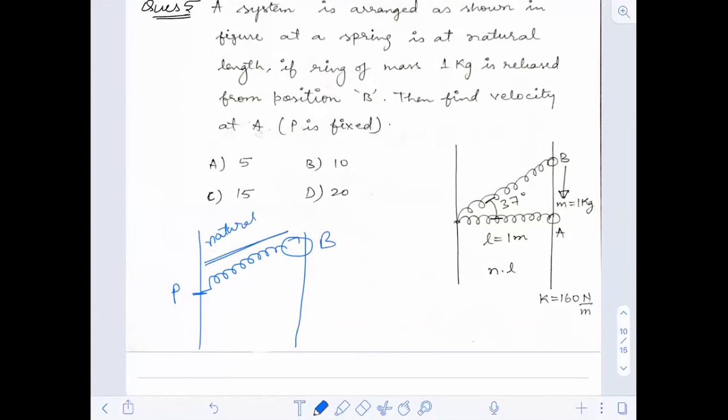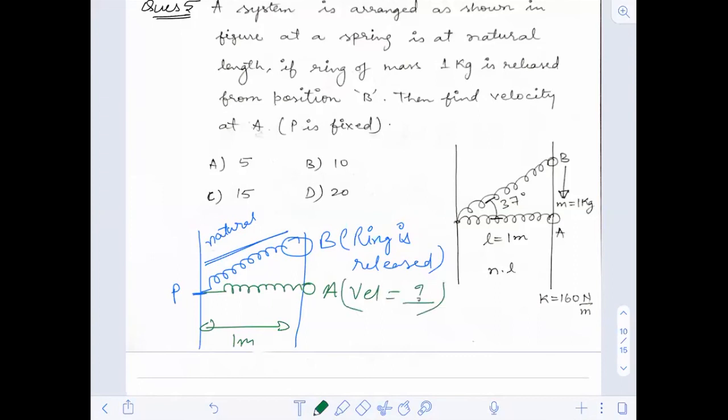Now when you release the ring, so ring is released. So what will happen? This complete system will fall. And when it is in this situation where this length is given as 1 meter, find the velocity of the ring at this point. This is what is asked in this question. If the question is still not clear, let me know.